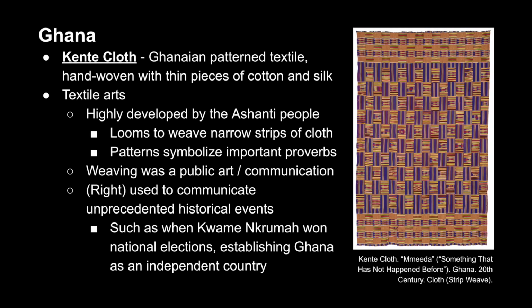In Ghana, we have the kente cloth, which is a patterned textile that's hand-woven with thin pieces of cotton and silk. Textile arts in Ghana were highly developed by the Ashanti people. They used looms to weave narrow strips of cloth together, creating patterns that often symbolized important proverbs or cultural ideas. As a result, weaving was a public art form, and it was used as a way to visually communicate. The image that we see here was used to communicate unprecedented historical events, or events that had never happened before, such as when Kwame Nkrumah won the national elections, establishing Ghana as an independent country.